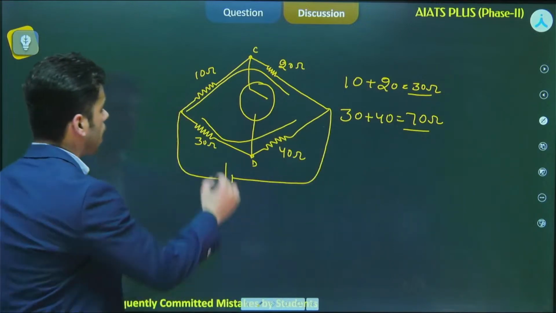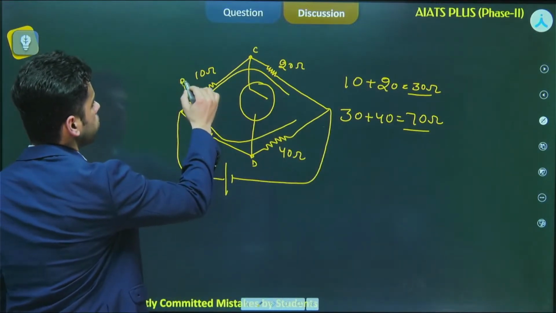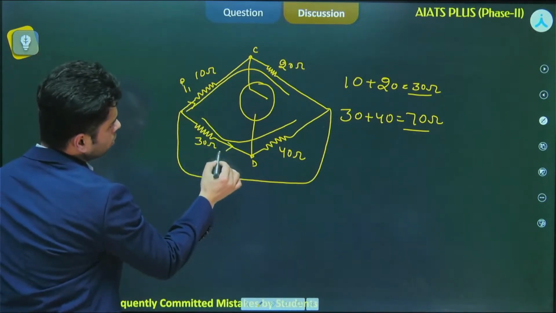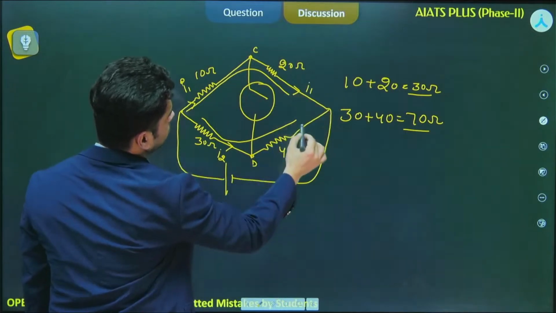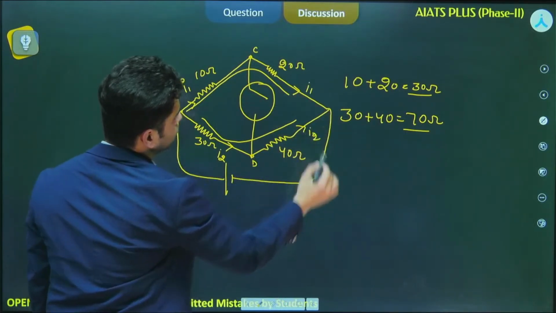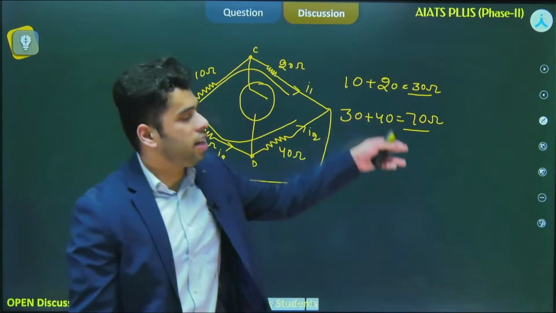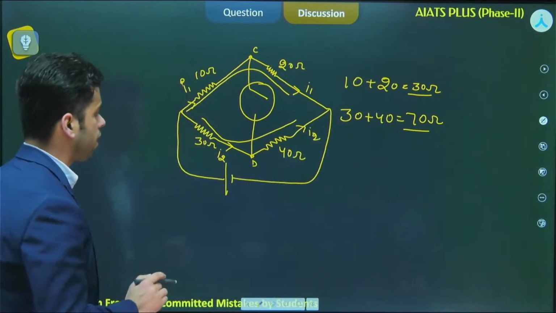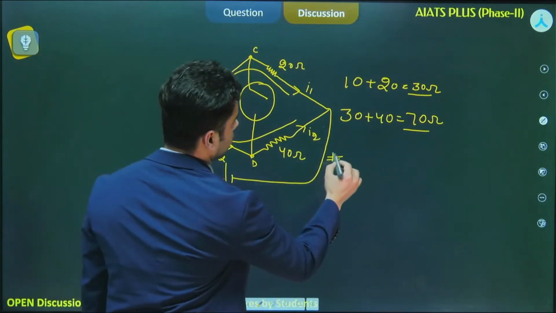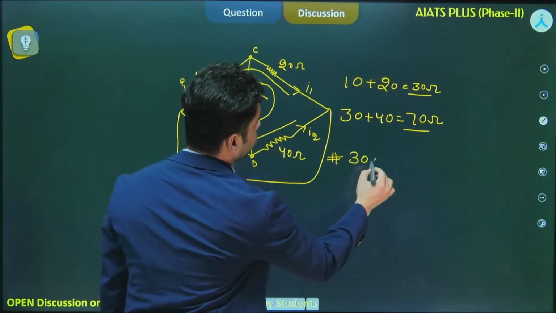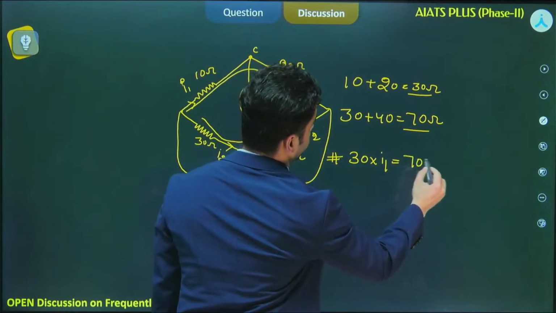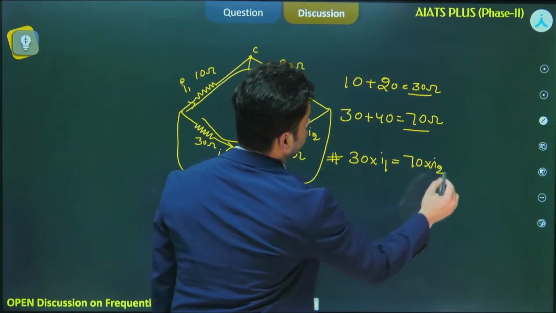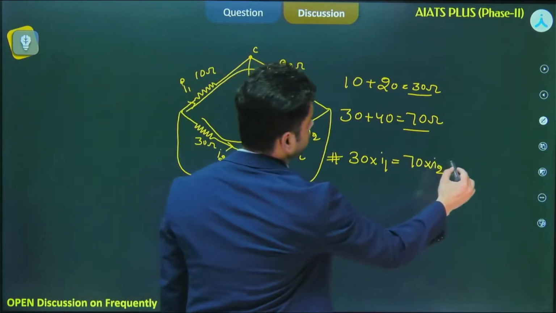combination. So if I assume that the current through this is I1 and the current through this is I2, the same current I1 will flow through this also, and the same current I2 will flow through this also, right? So this 30 and 70 are in parallel combination. So I can write that 30 into I1 should be equal to 70 into I2, because the potential drop will remain the same. Let me take this to be equal to K.